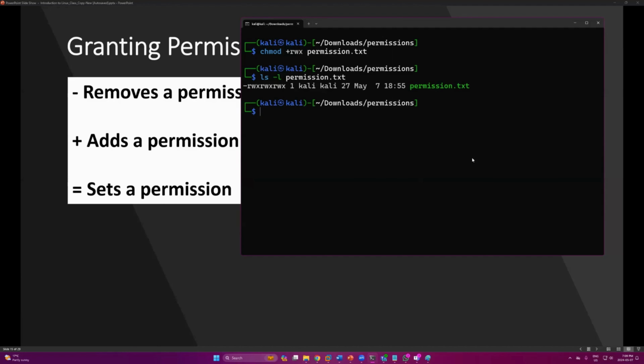So now I'm just going to remove one of them from a different one. So chmod users minus group and then permissions.txt, right? Now, what do you think happened? What do you think is going to be the result?